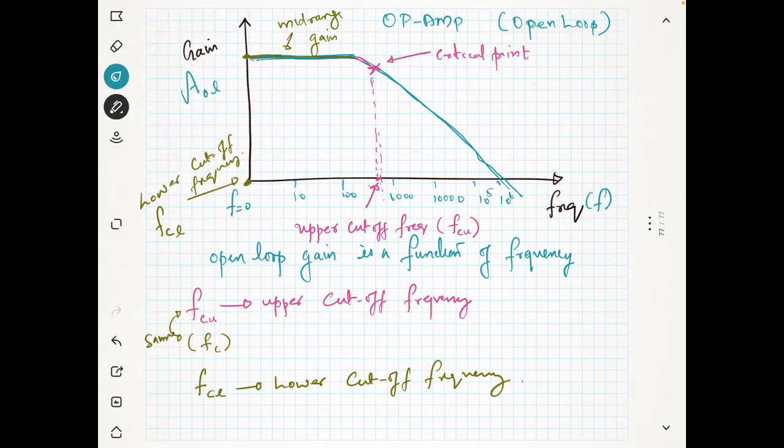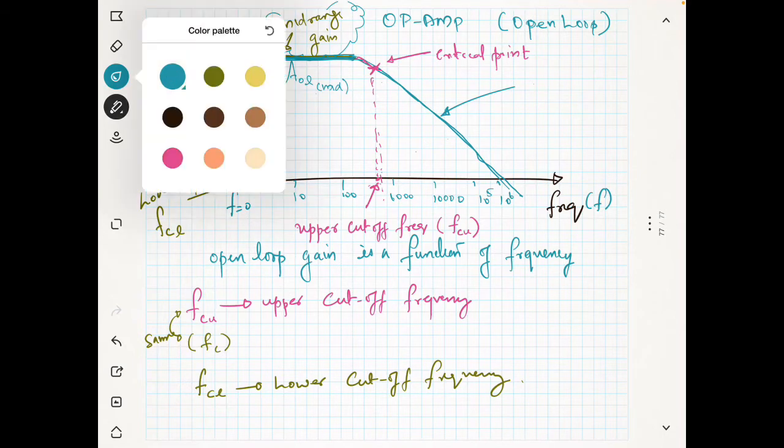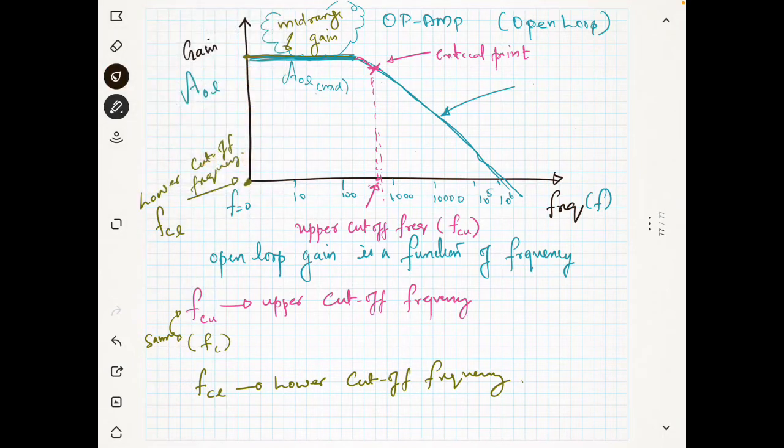And this gain, I told you, the part where the gain is constant, is nothing but the mid-range gain, and this is usually represented by open loop mid-range gain. And the gain at this area, that means the gain is changing. So mid-range gain means it is almost constant up to some level, and the gain during the slope part is given by AOL, the open loop gain, as a function of frequency.